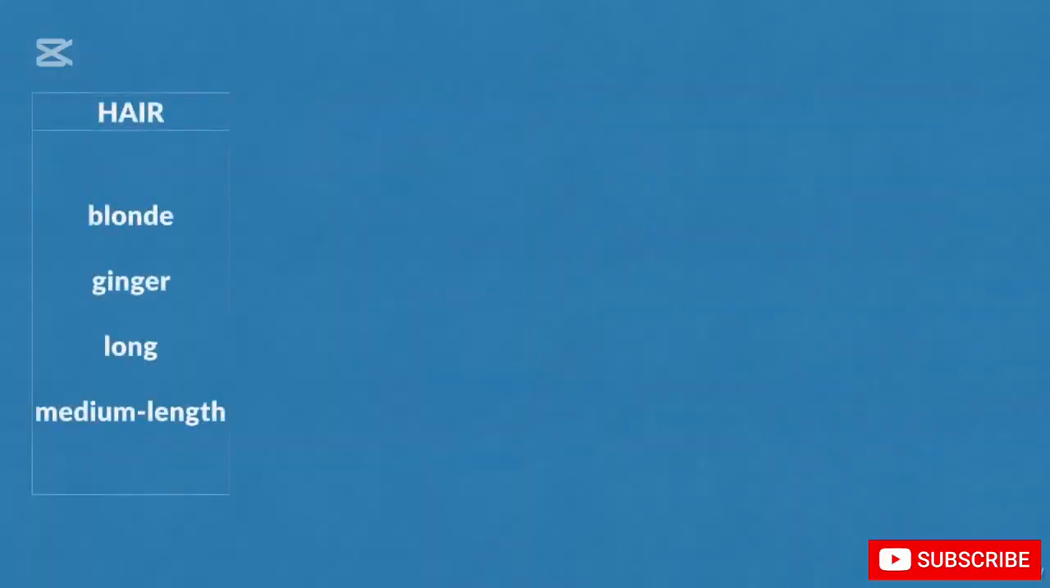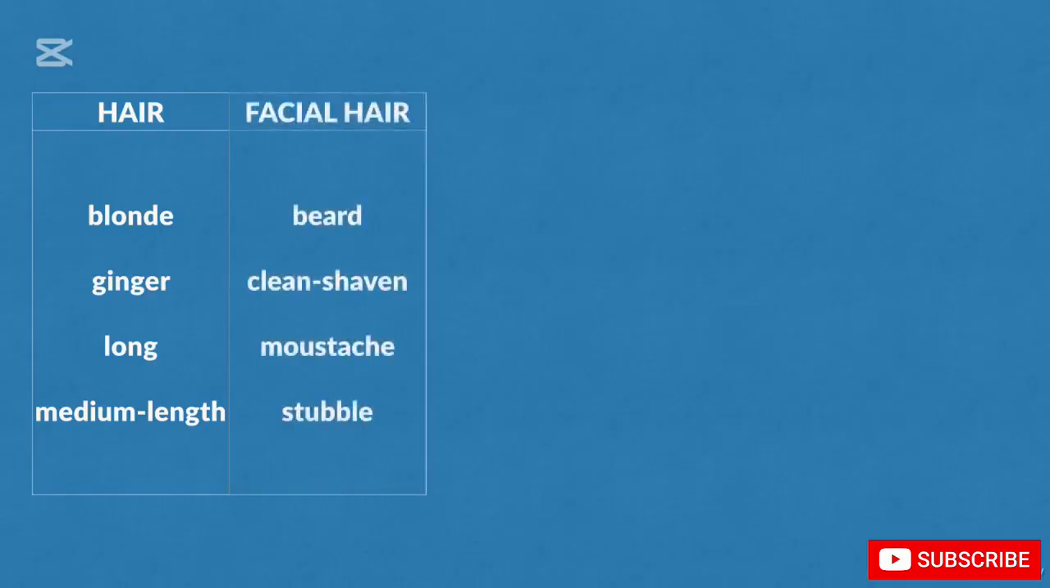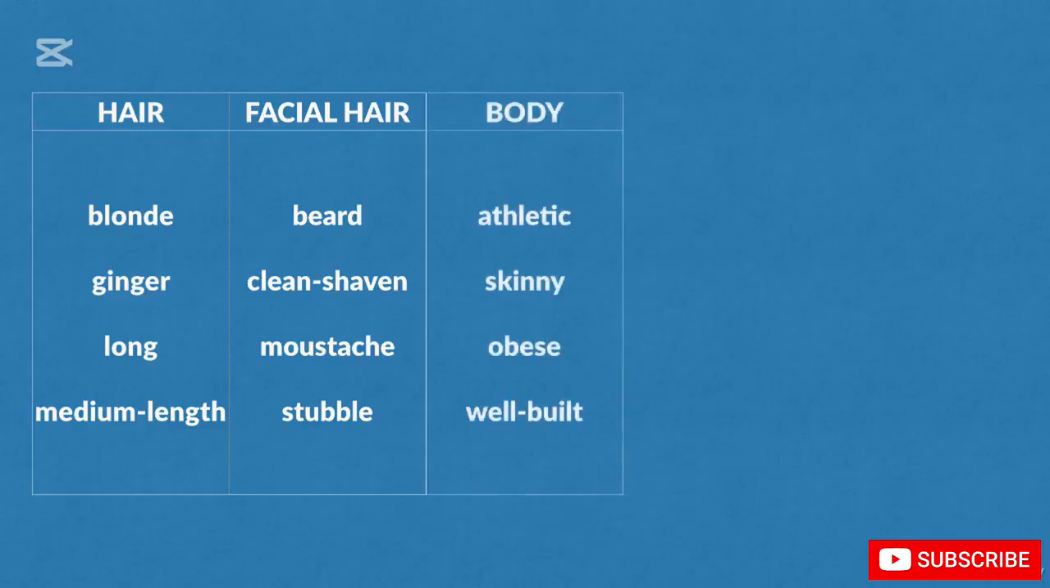These are the words that you can use to describe hair: blonde, ginger, long, medium length. And to describe facial hair: beard, clean shaven, moustache, stubble. For the body: athletic, skinny, obese, well-built.